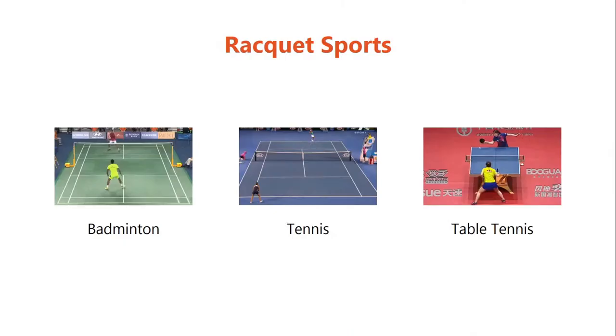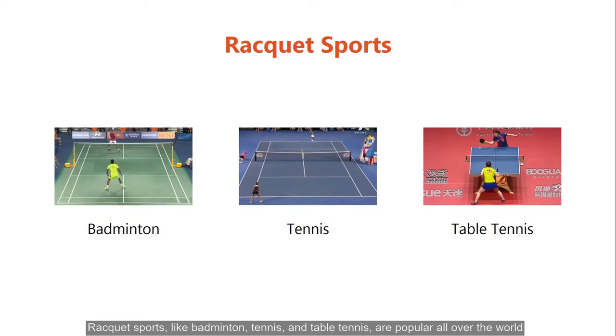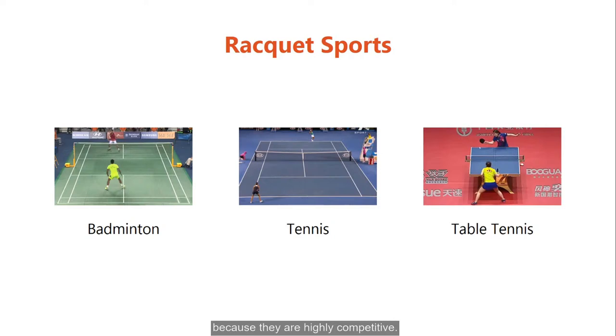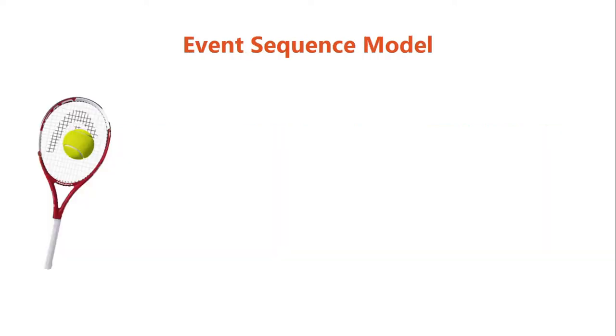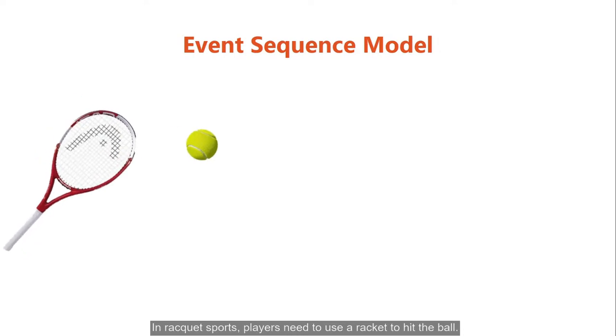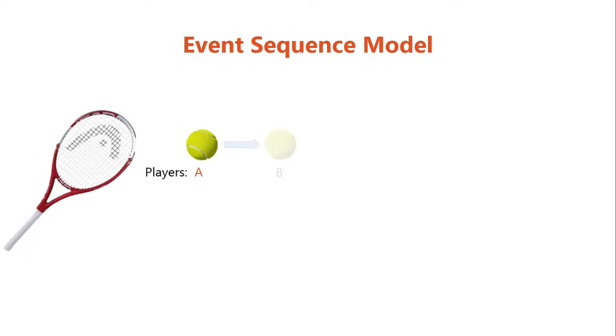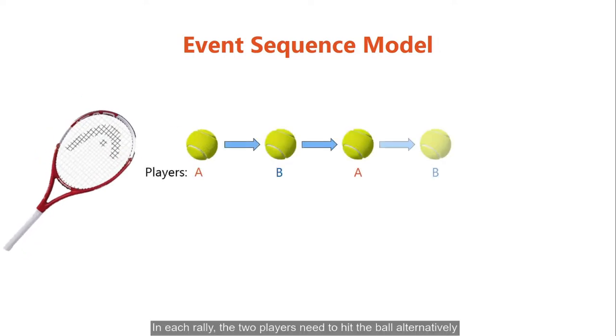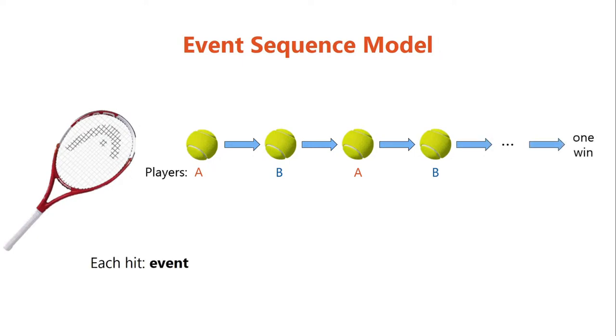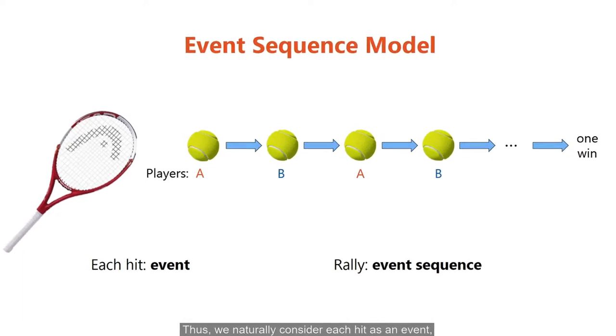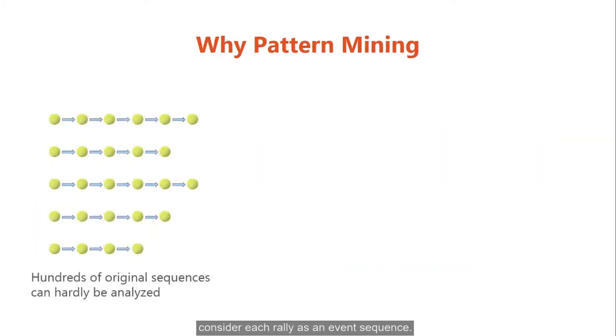Racquet sports like badminton, tennis, and table tennis are popular all over the world because they are highly competitive. In racquet sports, players need to use a racquet to hit the ball. In each rally, the two players need to hit the ball alternately, from one player serving to one player swinging. Thus, we naturally consider each hit as an event, and each rally as an event sequence.